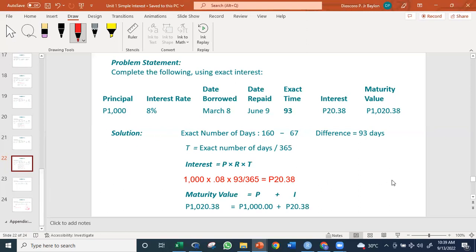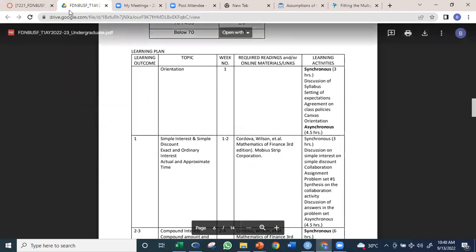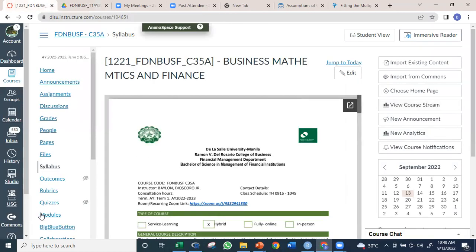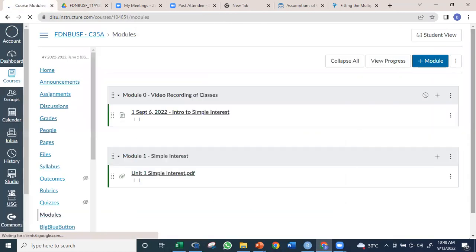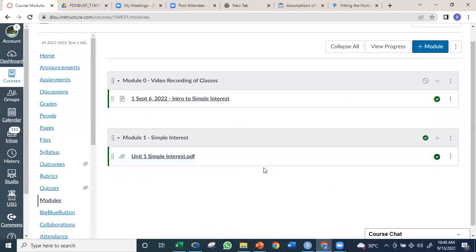I don't think I have posted these slides yet. No? Let me check. Did I already? Under modules. Yeah, the simple interest is already here. Oh, why is this not yet published? Sorry. This was the September 6th session we had. And yeah, I'm sorry, I forgot to publish this. So it's now available for those of you who missed the September 6th class.